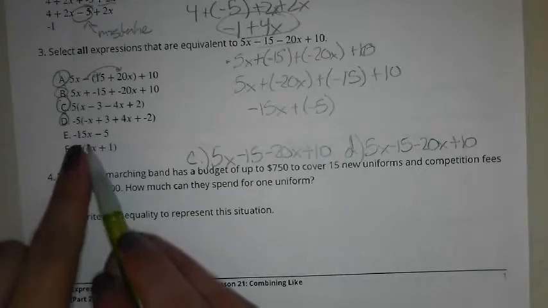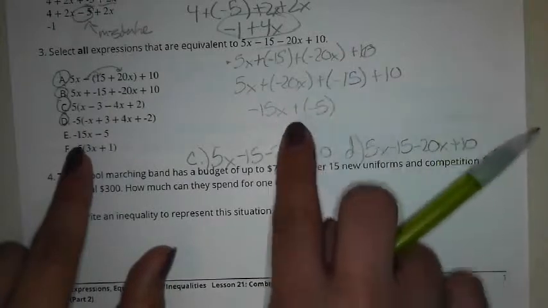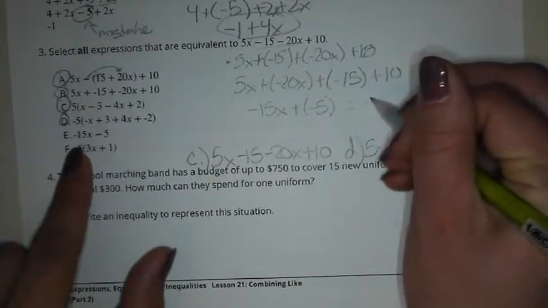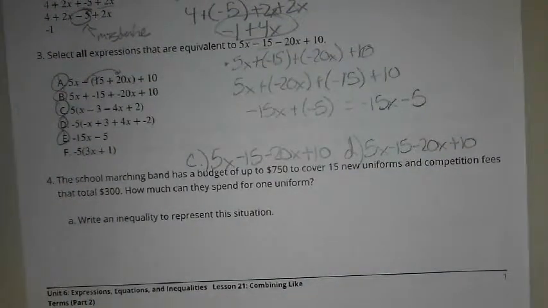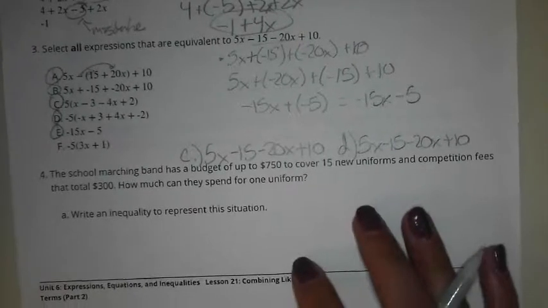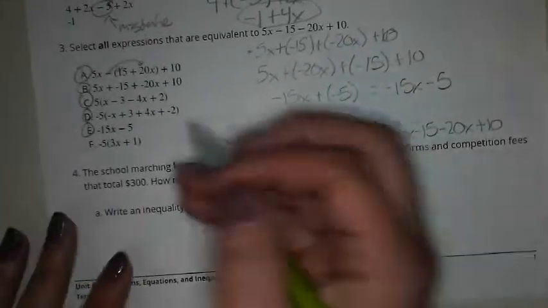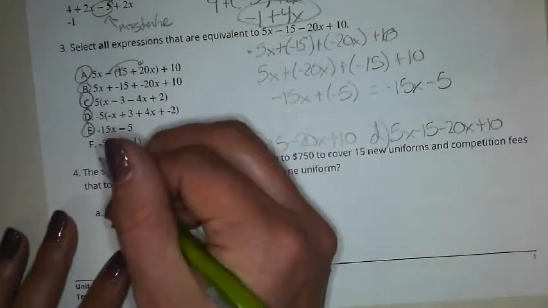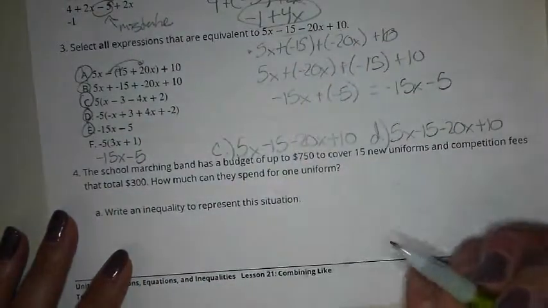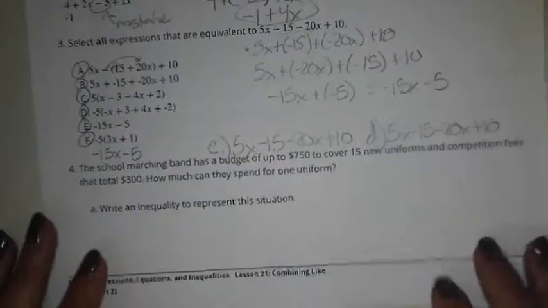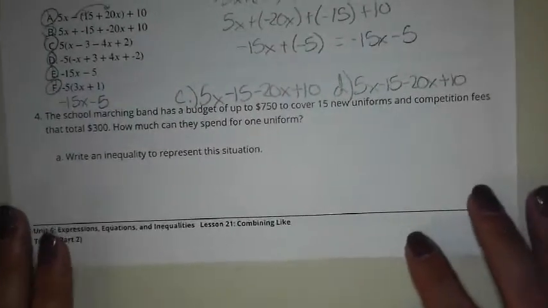Okay, here we have negative 15x minus 5. Well, that's the same as what I found here. If I took away that addition sign, this is also equal to negative 15x minus 5. It is the same expression. Well, so far, everything's matching. Let's check F here. F has negative 5 times 3x plus 1. So negative 5 times 3x would give me negative 15x, and negative 5 times a positive 1 would give me a minus 5. Well, that's the same as the previous one. So all the expressions are equivalent to that. Well, that's cool. All right.